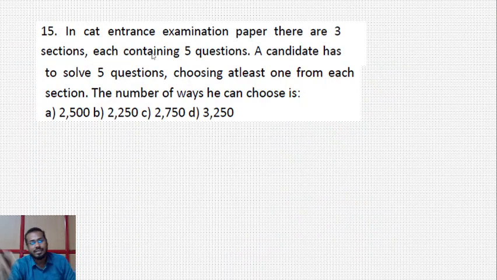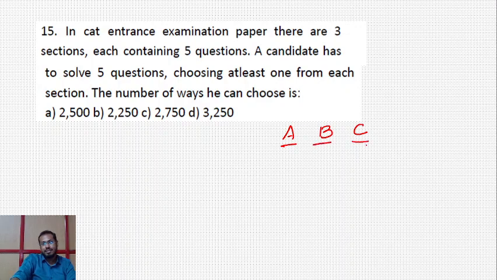Okay, next question. In the CAT entrance exam paper, there are 3 sections, each containing 5 questions. A candidate has to solve 5 questions, choosing at least one from each section. The number of ways he can choose it? So look at this, there are totally 3 sections, A, B, C.